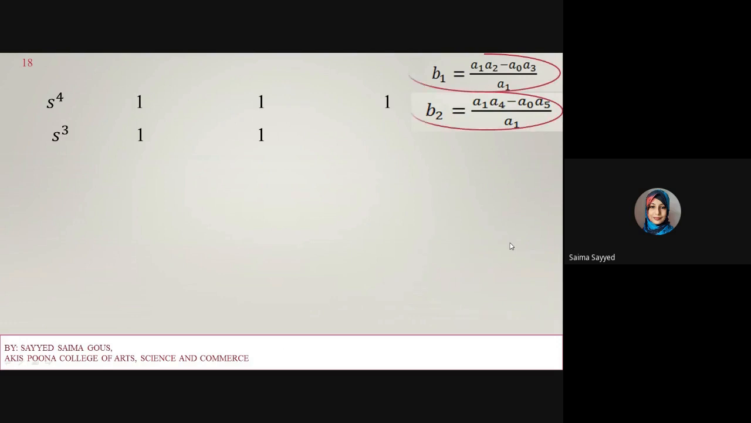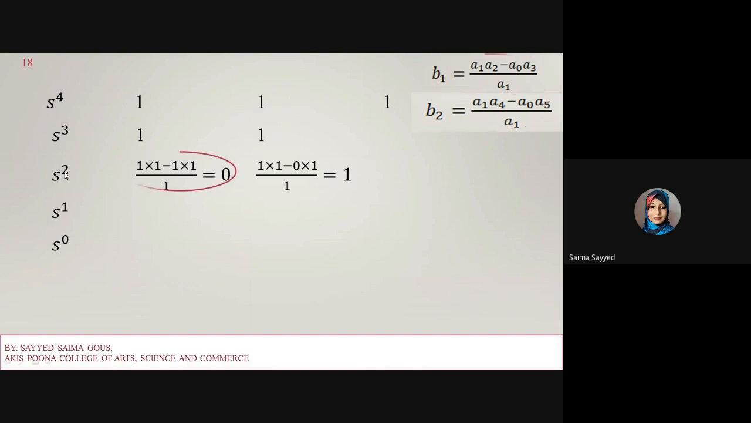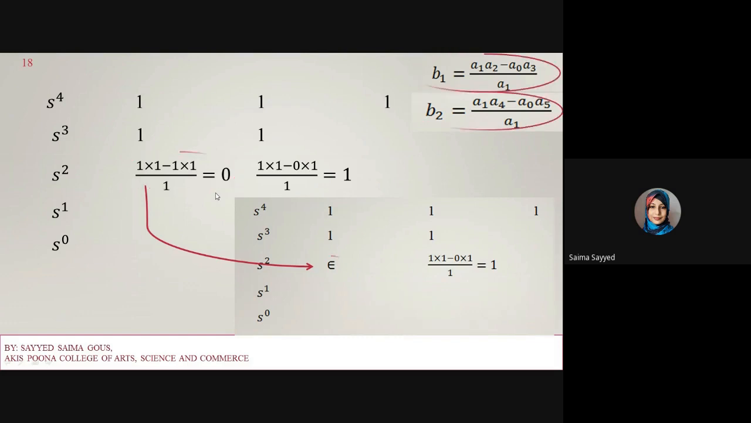Now we are going to solve this. We have to find out b1, b2. These are the formulas. So b1 will be equal to (1 into 1 minus 1 into 1) divided by 1, which gives 0, and b2 is (1 into 1 minus 0 into 1) divided by 1, that is 1. Now here the first element of the S2 row is 0 and the other element is non-zero, so replace this 0 by epsilon.